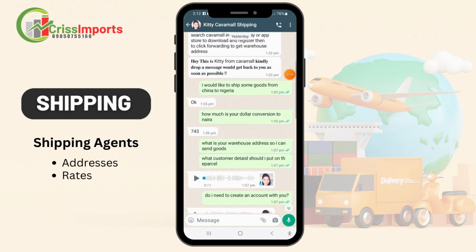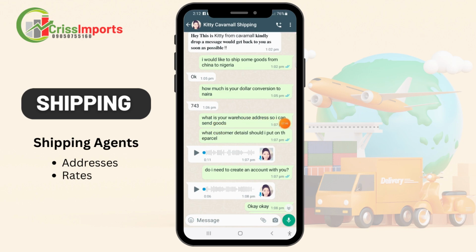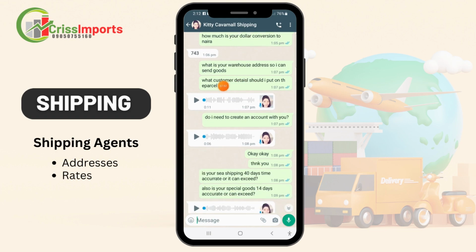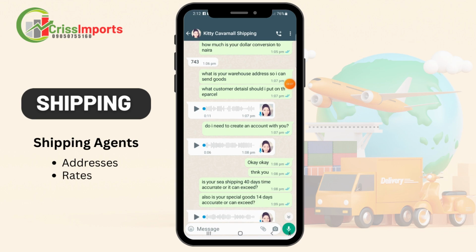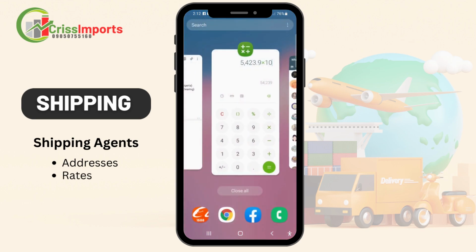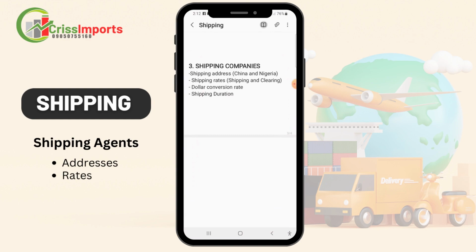So you ask them necessary questions. What is your warehouse address so I can send goods? What are the customer details I should put? She now sent me, she said I should download their app and register. Then I will get my code inside the app. When I'm buying my goods, I must put that code if I'm sending to this shipping company. It is different with other shipping companies. So you need to chat up that shipping company's representative to ask them the informations they need.